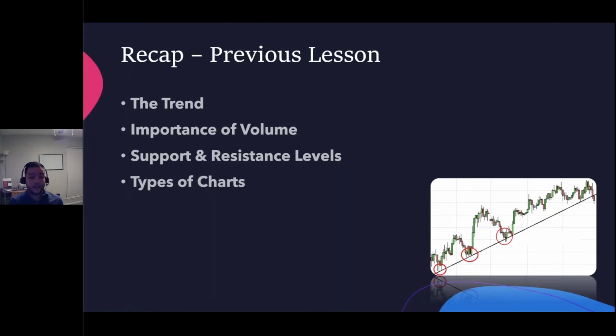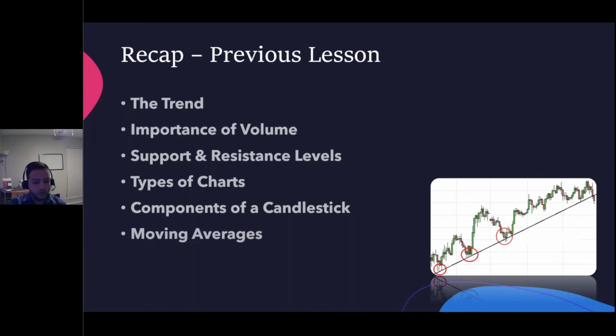We also discussed the types of charts. Remember, we've got the line charts, the bar charts, and the candlestick charts, and we focused more on the candlesticks because they're more widely used by all the players in the market. And with that, we also discussed the components of a candlestick, right? What is the real body? What do the upper wick and the lower wick mean? What is a green candle versus a red candle, and so forth.